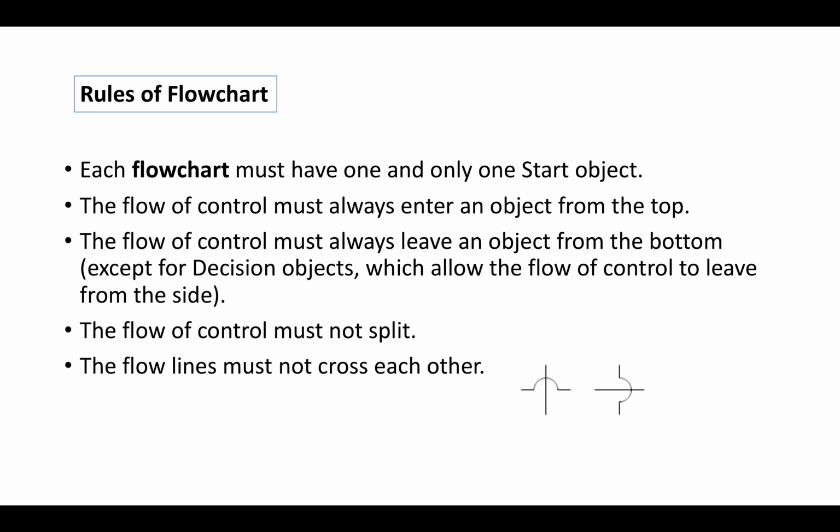Fourth one is the flow of control must not split. And the last one is flow lines must not cross each other. If they have to cross, then the bottom line is a horizontal line, and the second one which needs to cross this line, you have to make a curve over the horizontal line. These symbols represent flow line crossing in a flowchart.